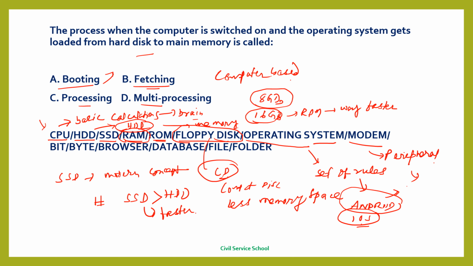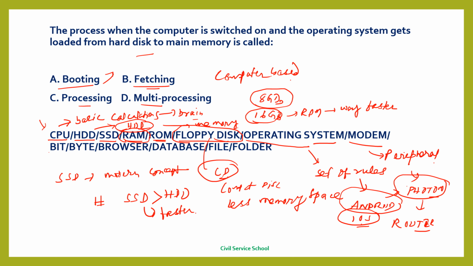Suppose you have bought a Photon. Previously it was a Photon by Tata to use internet. So Photon is a modem. Your router for Wi-Fi services, that is a modem.